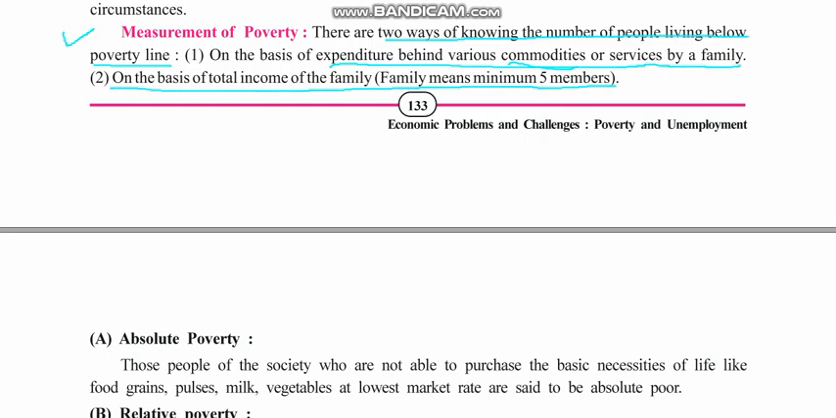The first is absolute poverty. Now what is absolute poverty? From the name itself we can know that it means pure poverty or simple poverty. Those people of society who are not able to purchase the basic necessities of life like food grains, pulses, milk, vegetables at the lowest market rates are said to be absolutely poor. Say those people who are not able to buy these basic needs, even at the lowest rate, are considered poor. They don't have money with them, so they will be termed as absolutely poor people, who are not able to buy these basic needs.